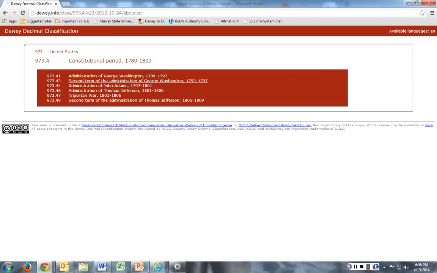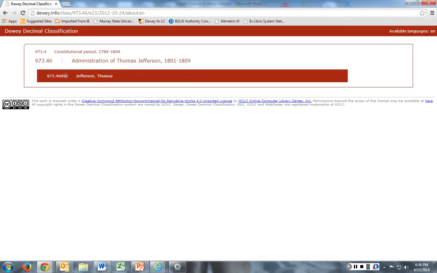Constitution was. So I know that the book talks about Thomas Jefferson, so I could possibly go to the administration of Thomas Jefferson, and then this is the number that would be used for Thomas Jefferson. So I could put it in 973.46. But do bear in mind that that would be under all the other books that are about the administration of Thomas Jefferson. Is that really helpful for where the Constitution might go?